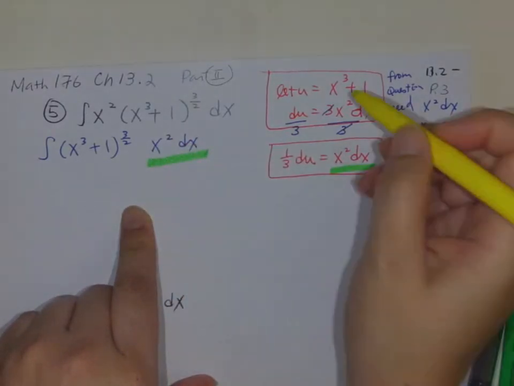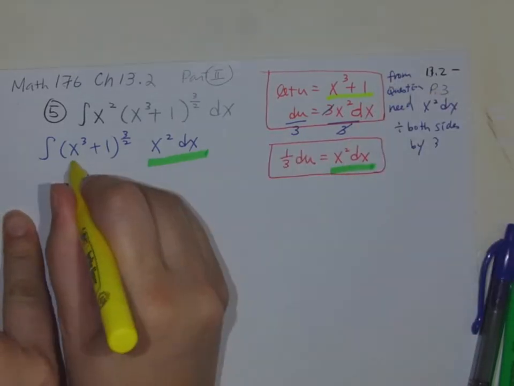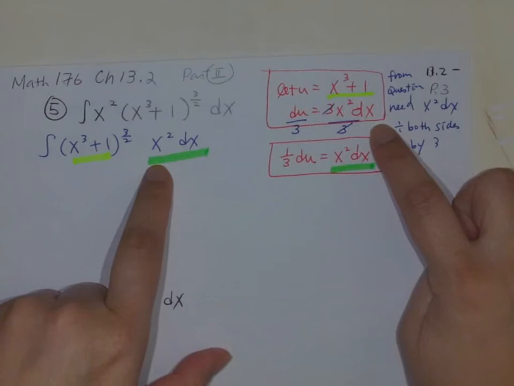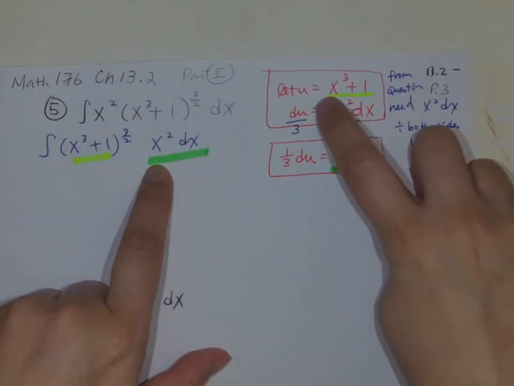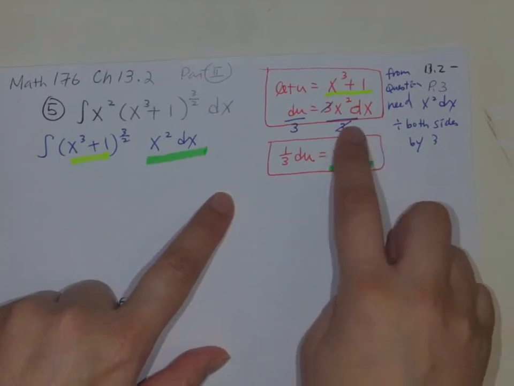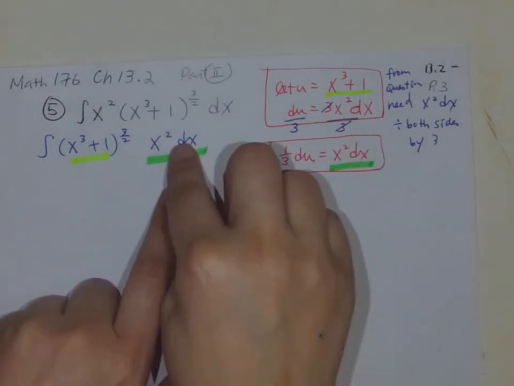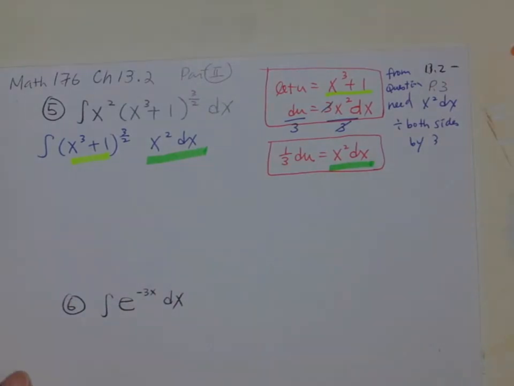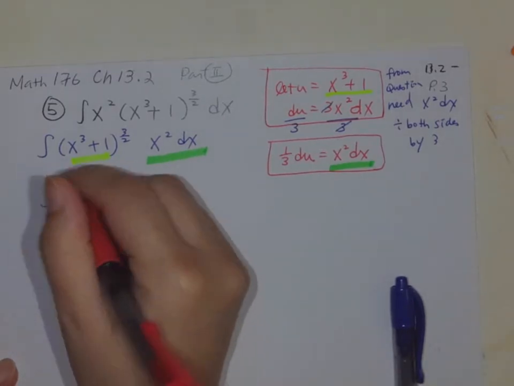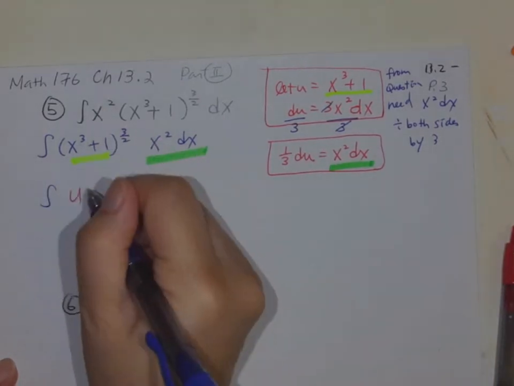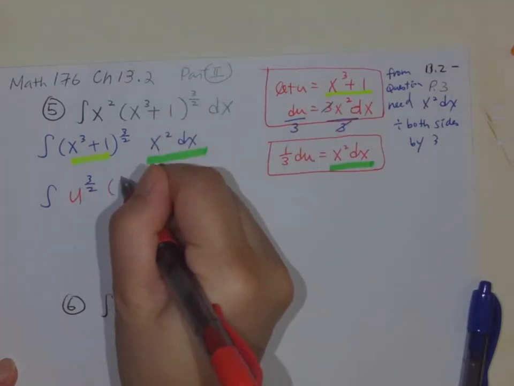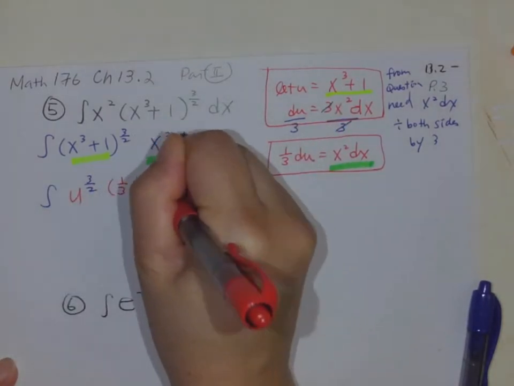And again, this part is my u, right? Because once we do the du, it doesn't match what we have in the question. It has an extra 3 times here, so we divide both sides by 3 to make it look the same. So when we substitute this part, it will be 1/3 of du, okay? So I'm ready to do it now. Taking the integral of u raised to 3 halves, and then the x squared dx is 1/3 du, right?